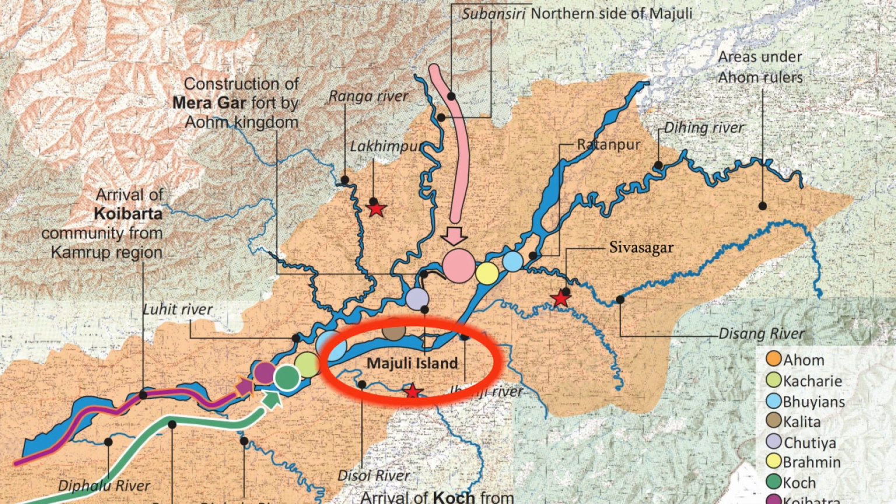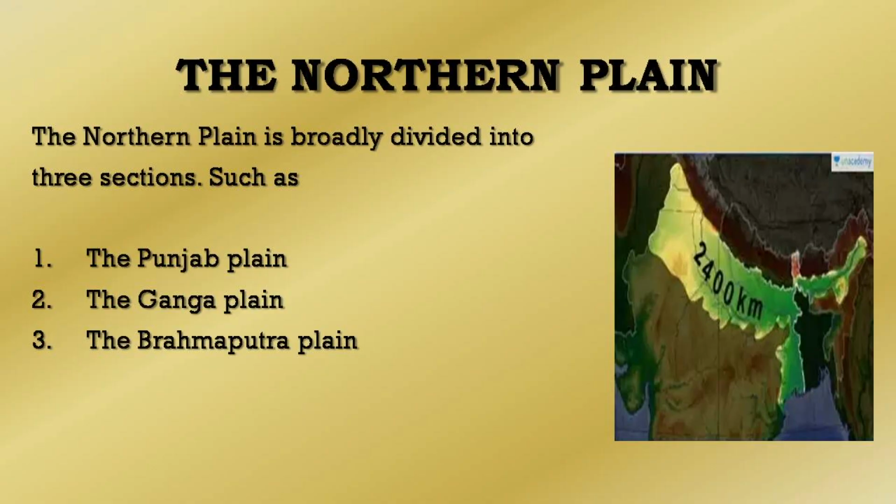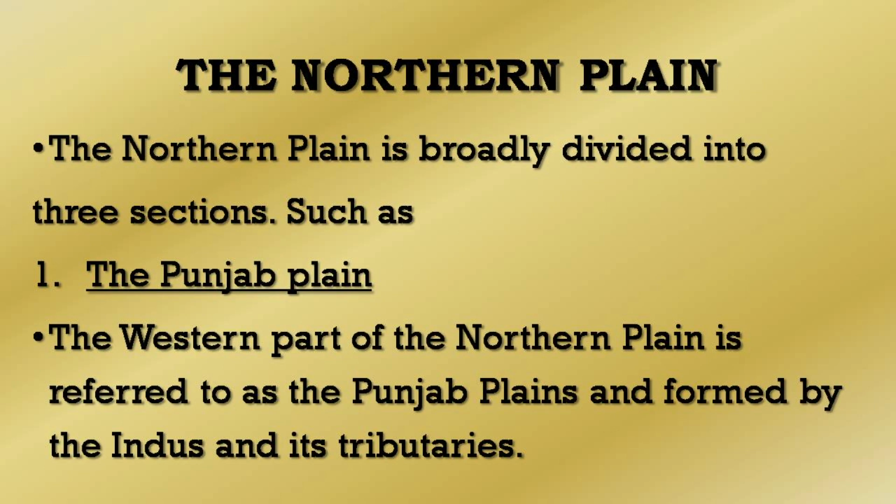So also Majuli is a riverine island. The total northern plain is divided into three sections. Number one, the Punjab plain. The second one, the Ganga plain. And the third one is the Brahmaputra plain. Let us first start with the Punjab plain.